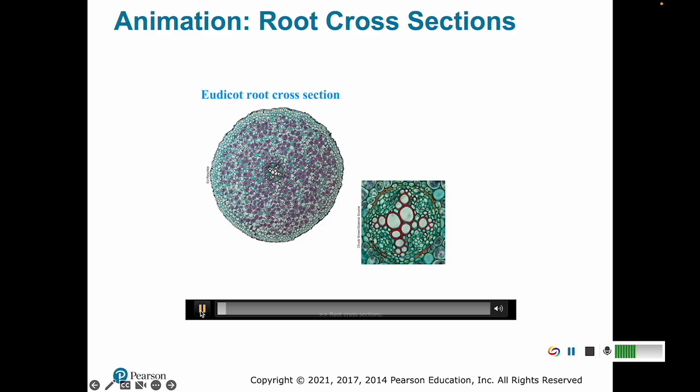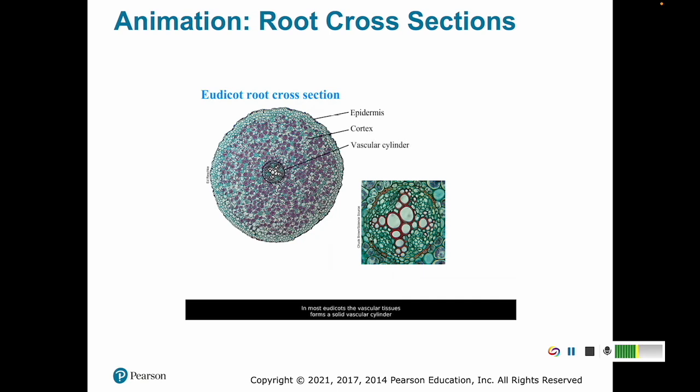Root cross sections. The outer layer of a eudicot root is called the epidermis. To the inside of the epidermis is the ground tissue called the cortex. In most eudicots, the vascular tissue forms a solid vascular cylinder in the center of the root. The vascular cylinder consists of a lobed core of xylem with phloem between the lobes of xylem. The innermost layer of ground tissue, known as the endodermis, regulates passage of substances into the vascular cylinder.